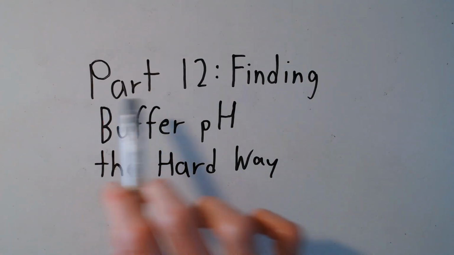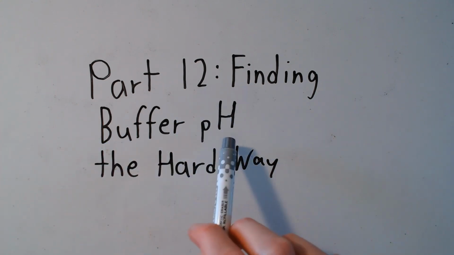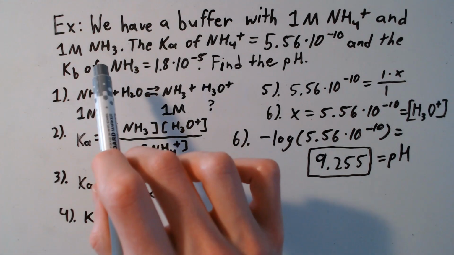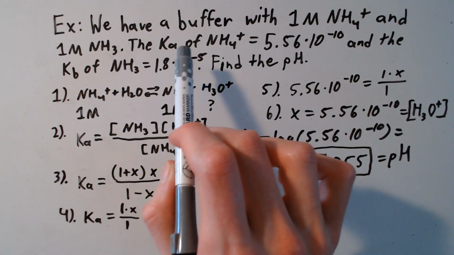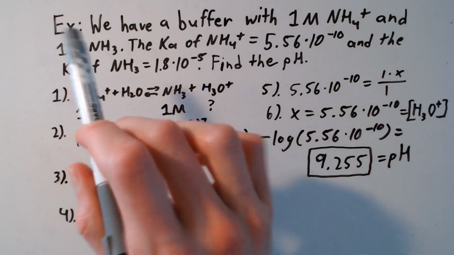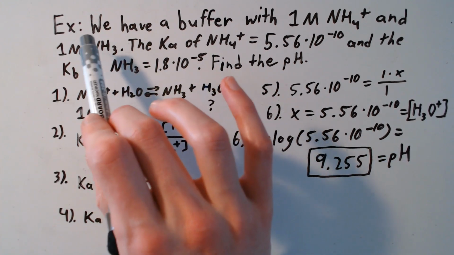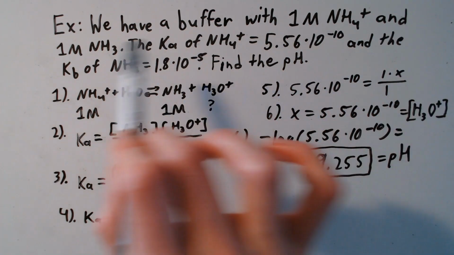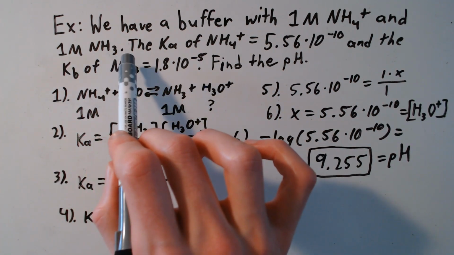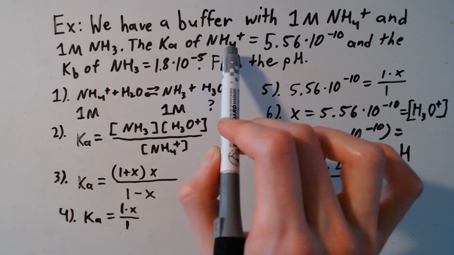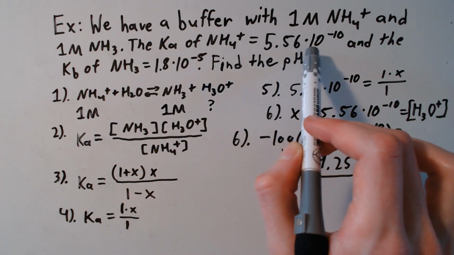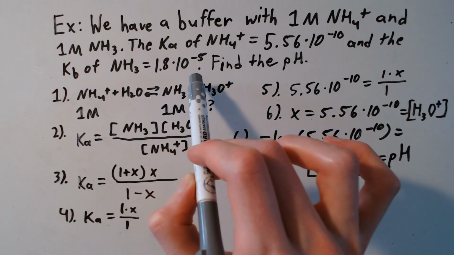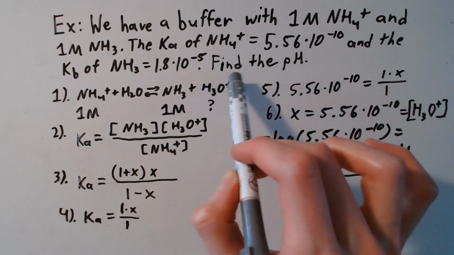Part 12. Finding buffer pH the hard way. So I'm going to show you an example here of how we can calculate the pH of buffers. And this is the hard way of calculating the pH. Let's say we have a buffer with 1 molar NH4+ concentration and a 1 molar NH3 concentration. The Ka of NH4+ is 5.56 times 10 to the negative 10th, and the Kb of NH3 is 1.8 times 10 to the negative 5th, and we need to find the pH of this buffer.